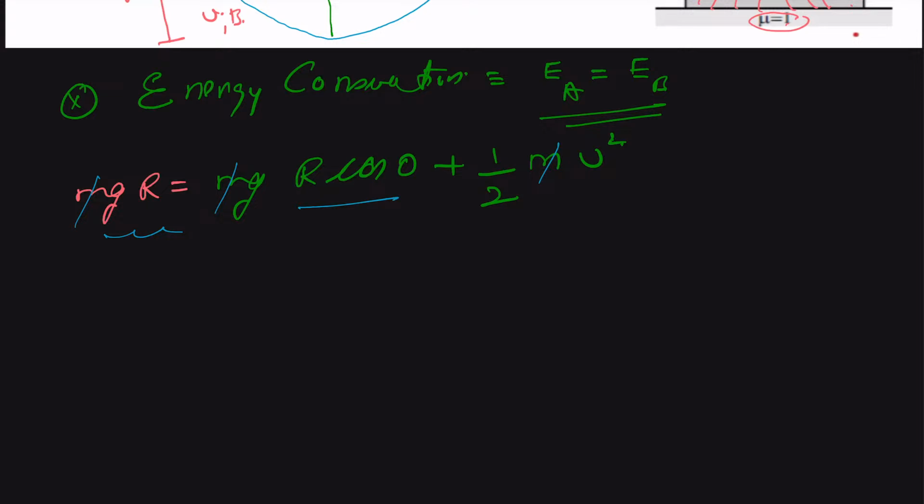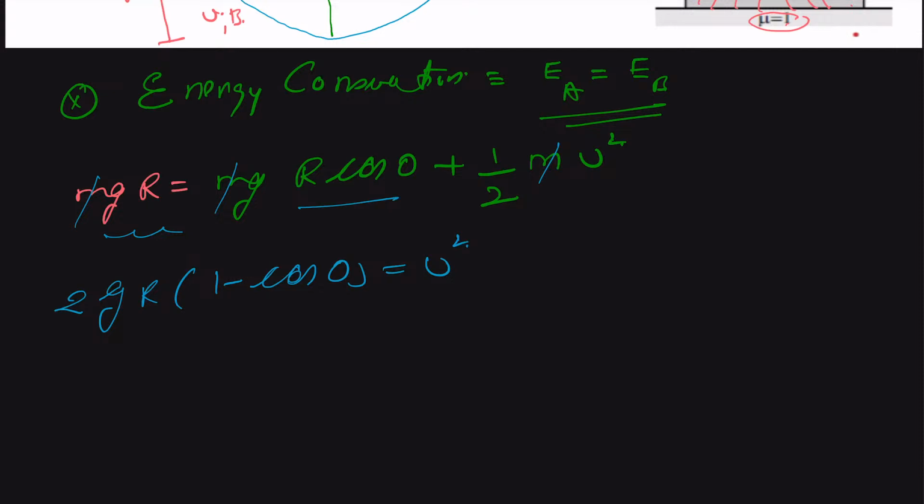So from here we get that gr we can take as common. So we get gr times 1 minus cos theta, and we multiply it by 2, so we get this as our velocity squared. So this is our velocity at point B.